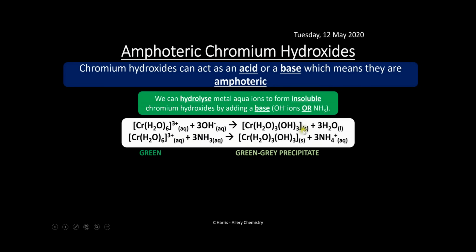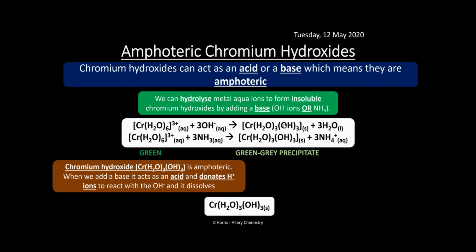Same again with ammonia, exactly the same, will form a solid precipitate. The ammonia takes one of the protons from 3 of the water ligands, and it forms ammonium ions, which are down here. So it's 3NH4+, that's where that comes from. And we get this greeny-grey precipitate when we conduct this reaction.